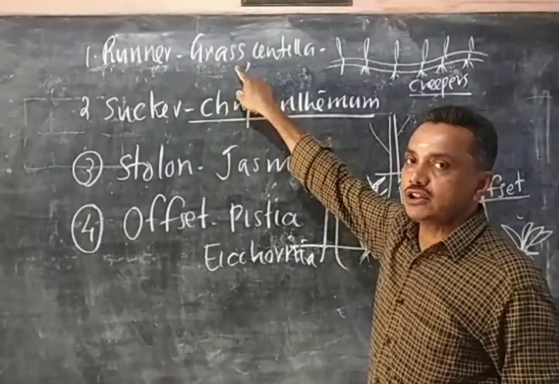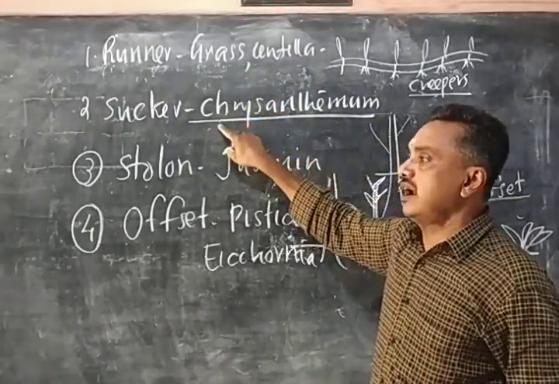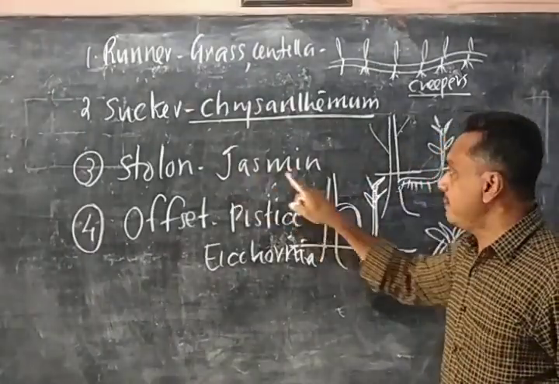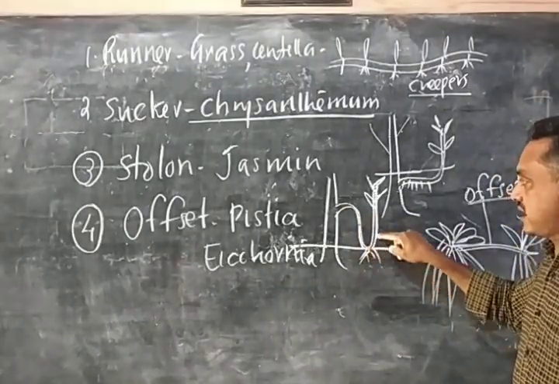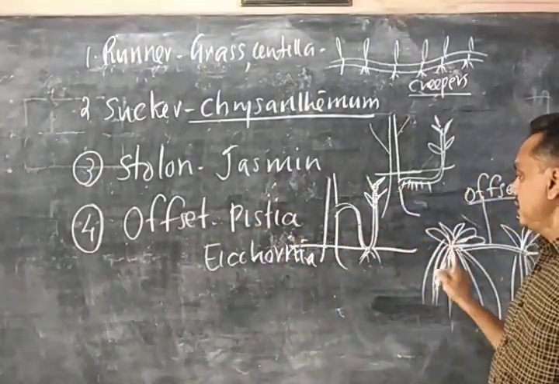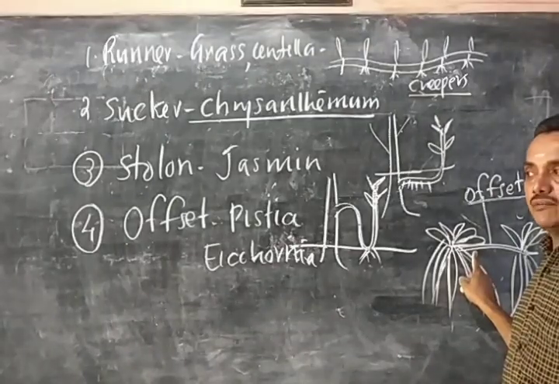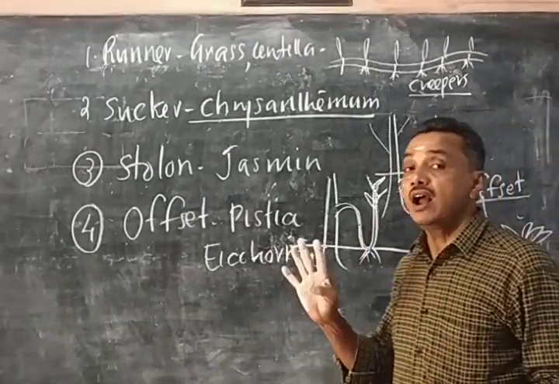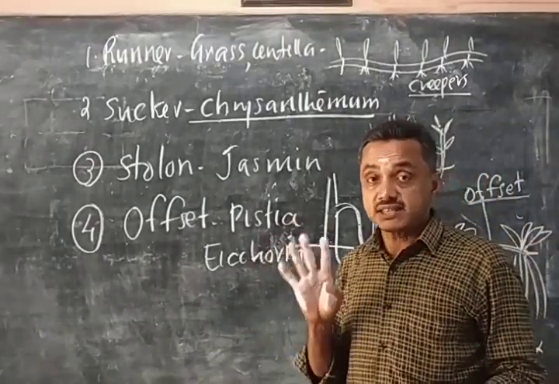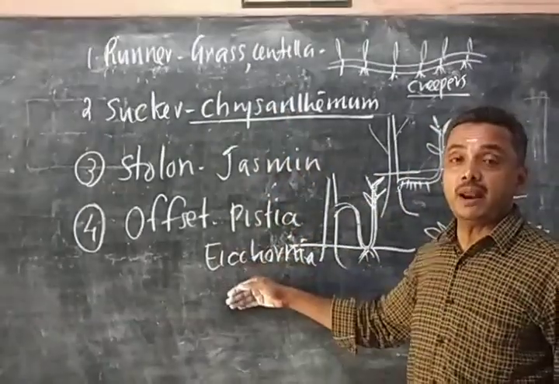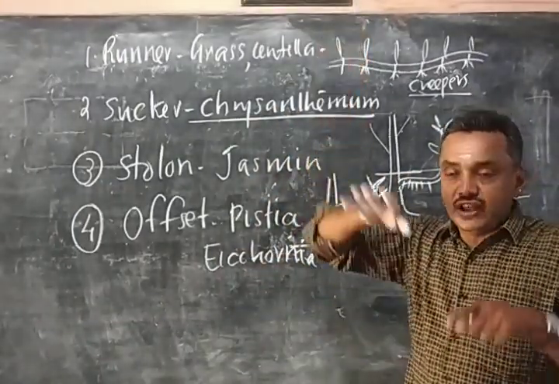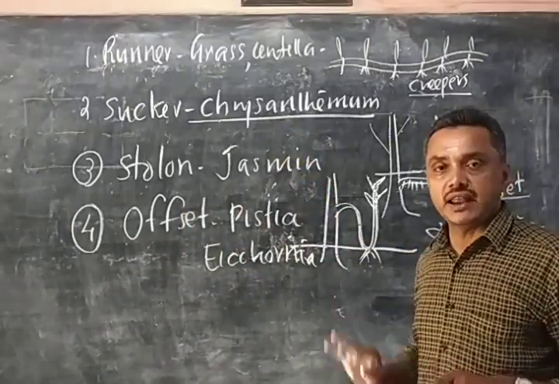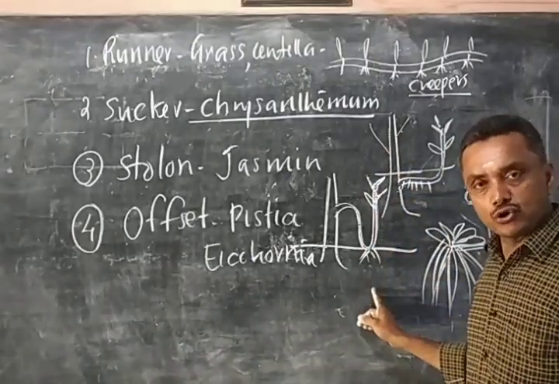Runner: growing horizontally on the soil level with nodes and internodes. Sucker: branches only below the soil level, then come upwards. Stolon, like jasmine: branches above the soil level come downwards and come upwards. Offset, like Pistia in aquatic plants: a stem with short nodes and internodes. So, four types of subaerial stem. These are all weak stems of the plant, so they cannot grow straight. They grow horizontally on the soil surface. Examples are important. Diagrams are given in the notes also.